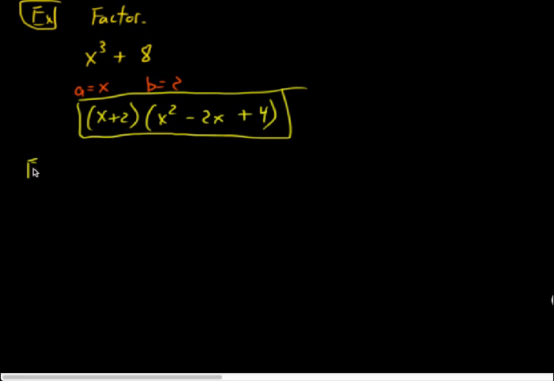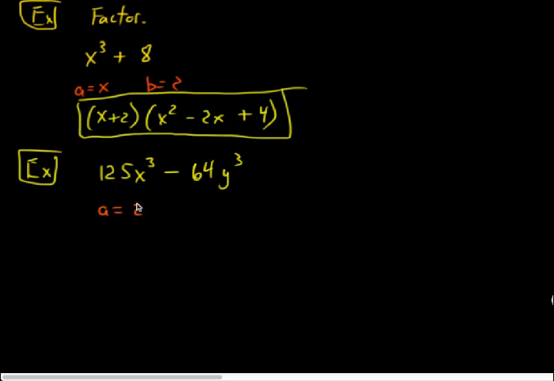So let's do another example. What if I had, let's say, 125x cubed minus, let's say, 64y cubed. So in this case, A would be the cube root of this term.